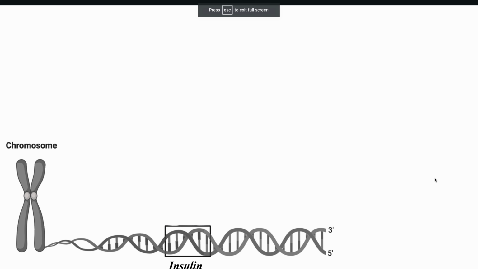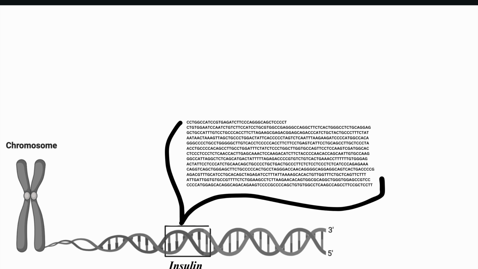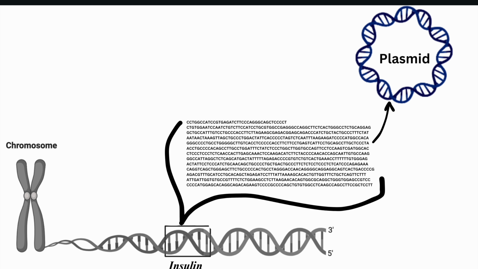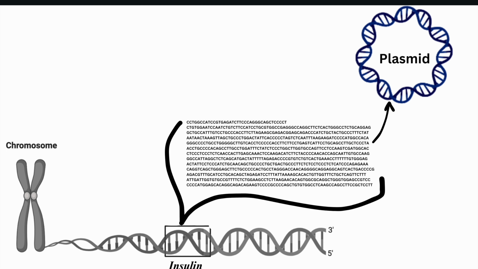So now that we have our sequence, we want to insert it into a plasmid. But the question is, how can we do this? Because even though we have the sequence, we have to insert it into a completely different piece of DNA. Well, not surprisingly, the answer is bacteria. Specifically, one part of bacteria that are called restriction enzymes.